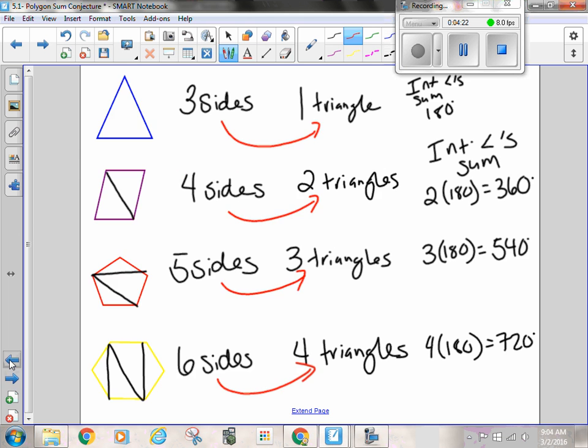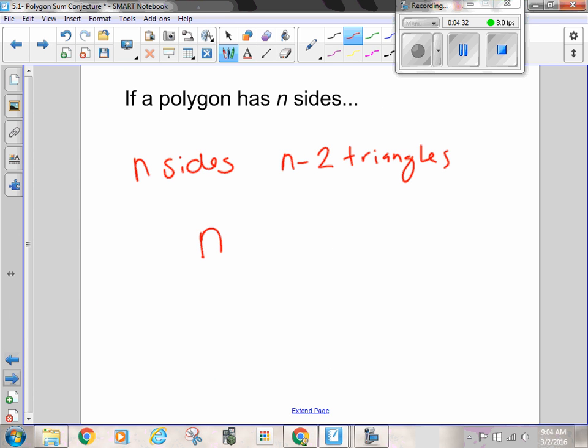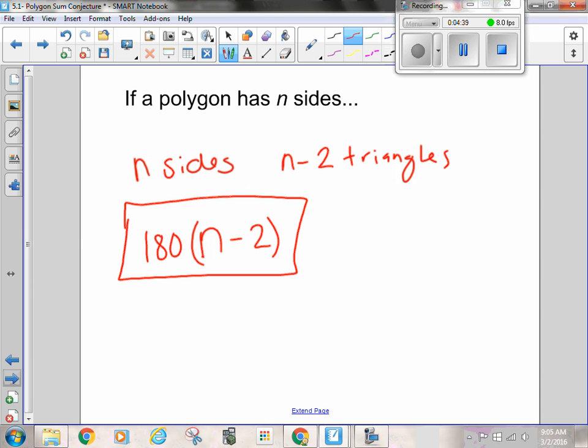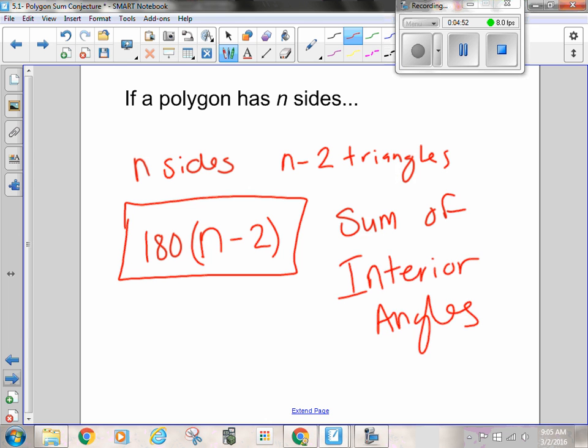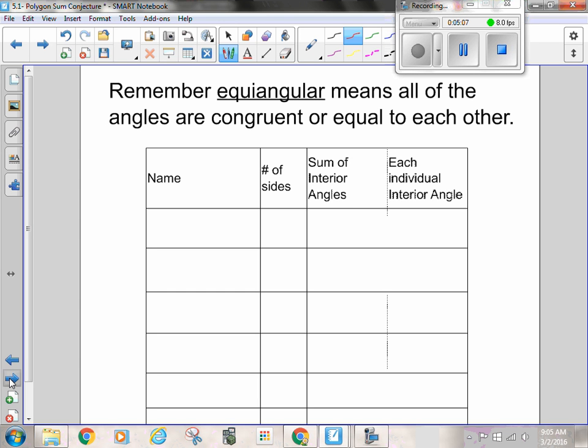Okay, then to find the sum of our interior angles, we took our number of triangles times 180. So we're going to take our number of triangles times 180, and usually you see the 180 out in front. This formula is going to tell you the sum of the interior angles. For any polygon, you plug in how many sides it has, minus 2, and times that by 180. That's going to give you the sum of the interior angles. Okay, so remember equal angular means all of the angles are congruent or equal to each other.